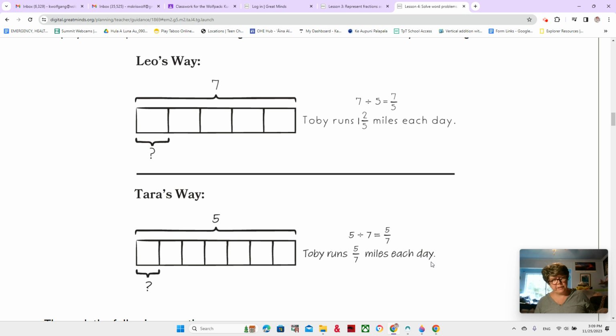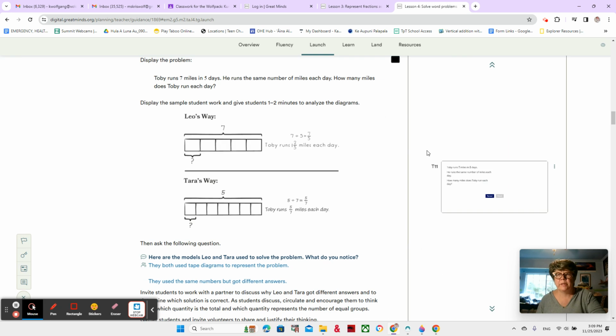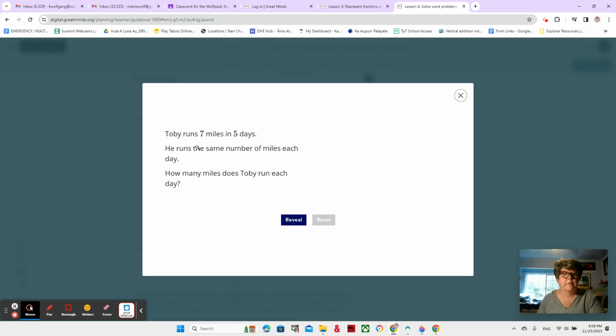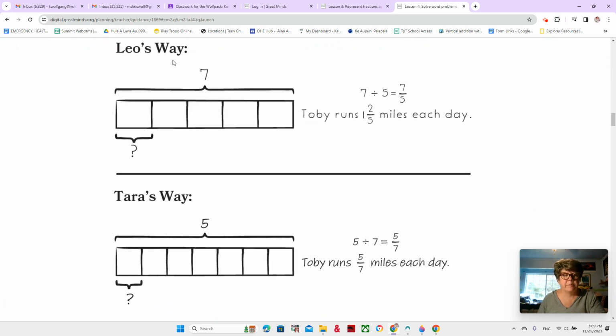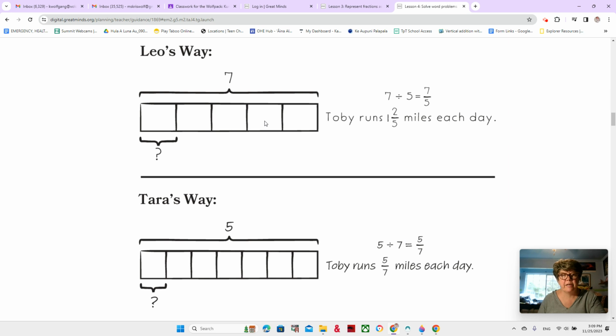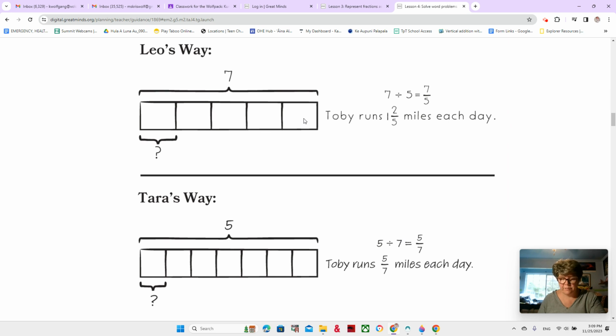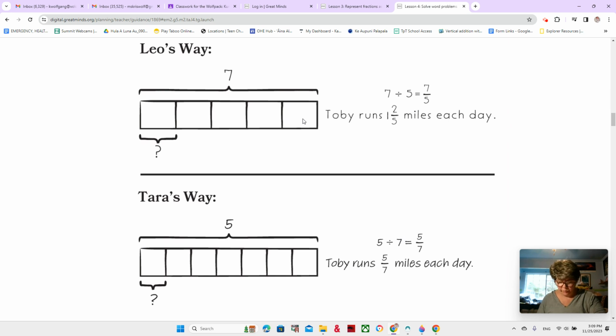How did Leo set up his tape diagram? He has a total of 7. Let's go back and look at the problem really quick. Toby runs 7 miles in 5 days. Okay, always good to go back and look again, right? 7 miles broken into 5 parts, 5 days. Okay.